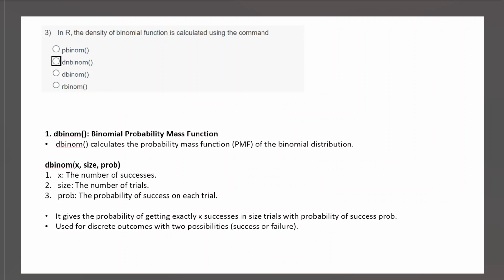So let's go to the third question. The third question is: in R, the density of the binomial function is calculated using a command. Okay, the density. Let's discuss one by one.